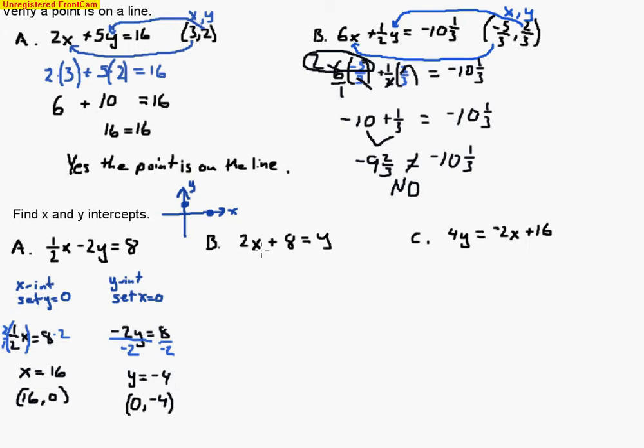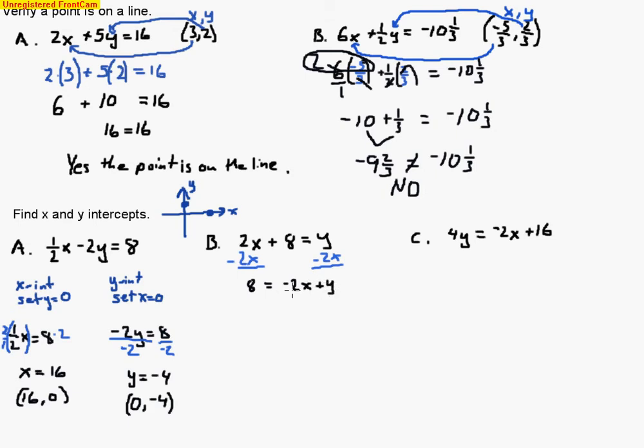Just taking a look at a couple other problems. These are tougher ones here because we have to do an extra step. In order to find the intercepts, we want x and y to be on the same side. So if x and y are not on the same side, we need to get them on the same side. So I'm going to move that 2x back over to the right-hand side.